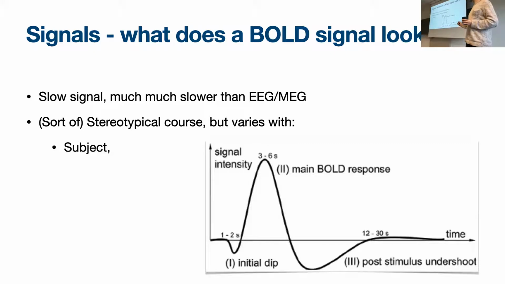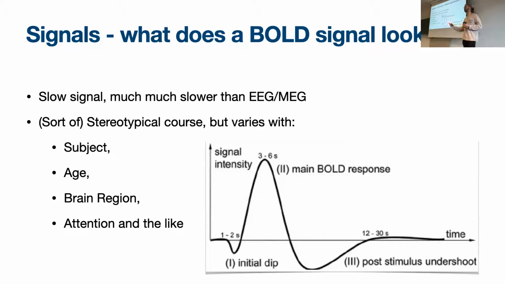It's also important to realize that I'm showing you this stereotypical time course. And this stereotypical time course is usually assumed to be exactly the same, or close to exactly the same, across regions of the brain. I have a list here: across subjects, across age, across brain regions, and across things like cognition, like different types of attention, for example. So this is assumed to be identical for everyone, every brain region, regardless of whatever. And you can already feel where this is going: that's not the case.